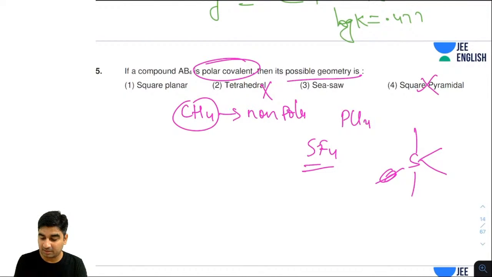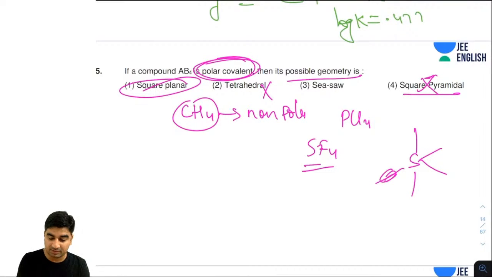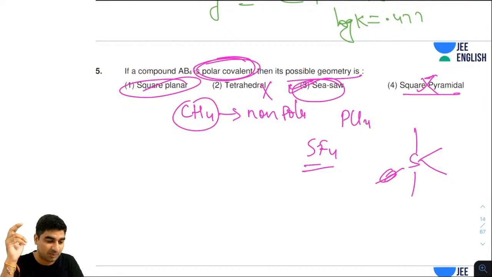And square pyramidal, again it would be non-polar. It is saying polar covalent. So if it is square planar, then it will not be polar again. So in which case can it be polar, guys? Tell me. Seesaw, guys. So again, you have to apply your brain.